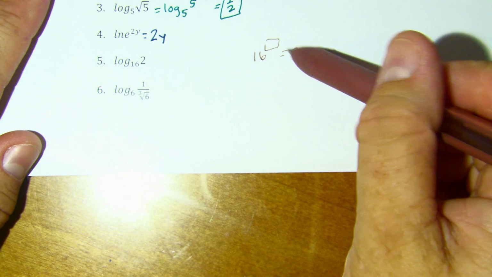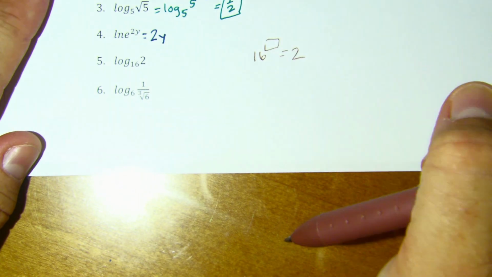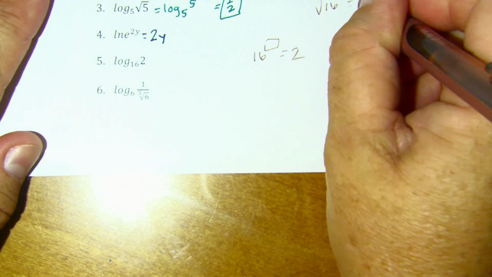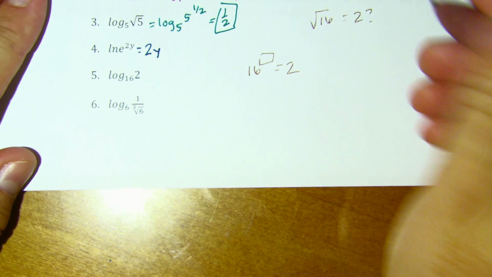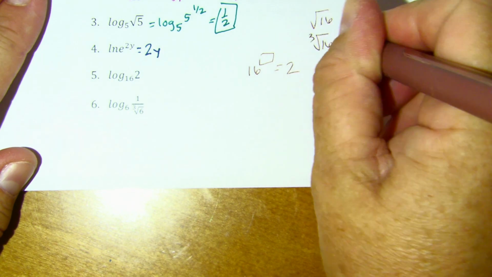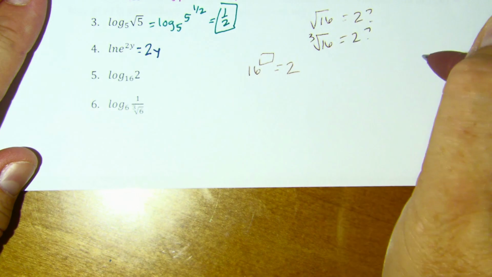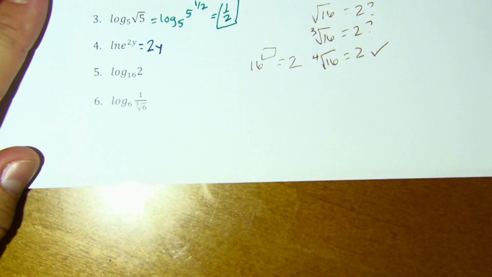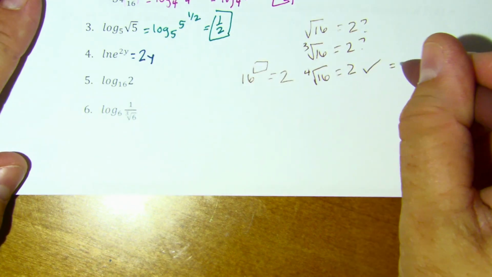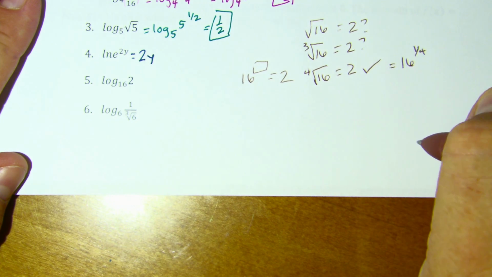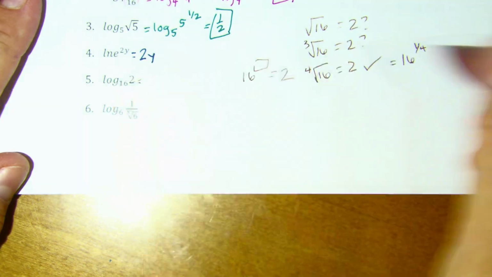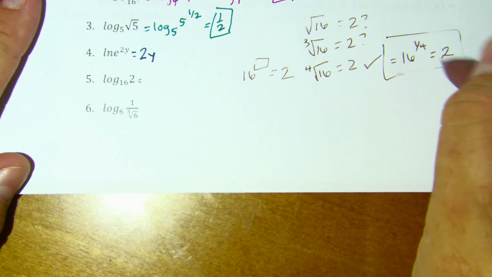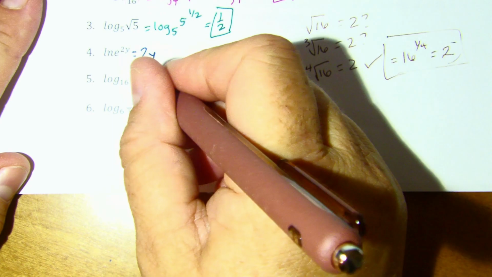Well, if it's getting smaller, then that's going to be a fraction or a rational exponent. So we want to be thinking, is it the square root of 16 that equals 2? No, it's not. Is it the cube root of 16 that equals 2? No, it's not. Is it the 4th root of 16 that equals 2? Yes, it is. So the 4th root of 16, we can rewrite as 16 to the 1/4 power. So this right here, 2, that's equal to 2. So what I'm doing is replacing 2 with 16 to the 1/4 power.